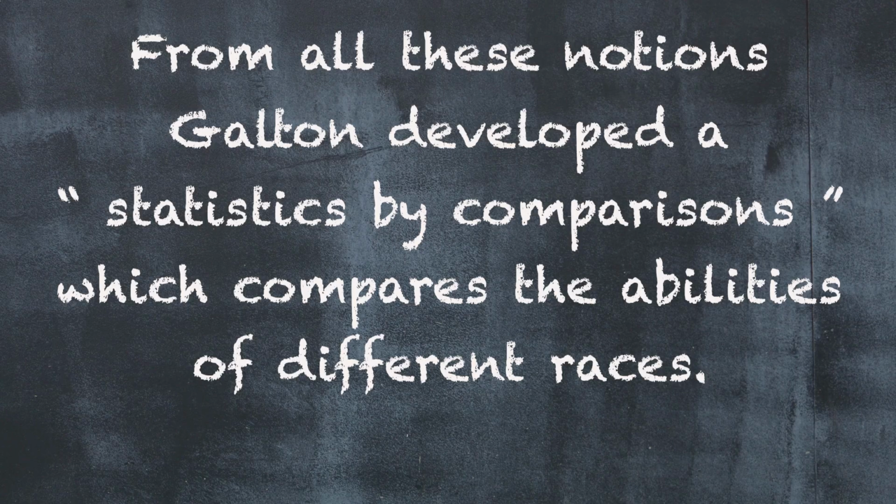Intelligence is a point on which eugenics focuses. It suggested a precise regression coefficient based on assumptions and approximations and fraught with judgment, which is still in use. This is also the case for the notion of deviation and correlation between the characteristics of offspring and parents. From all these notions, he developed a statistics by comparison, which compares the abilities of different races.